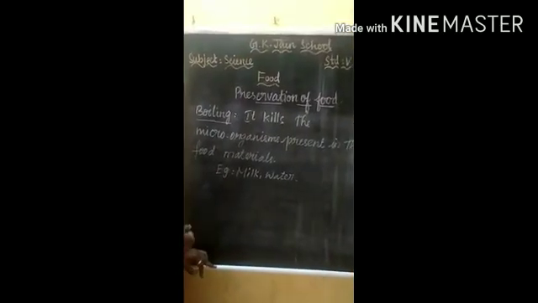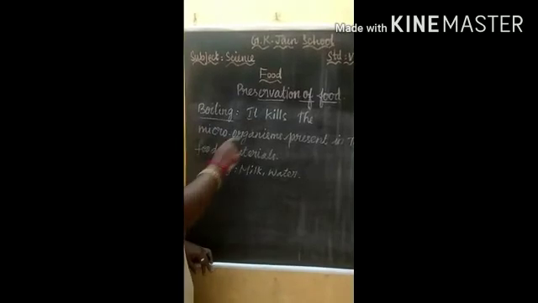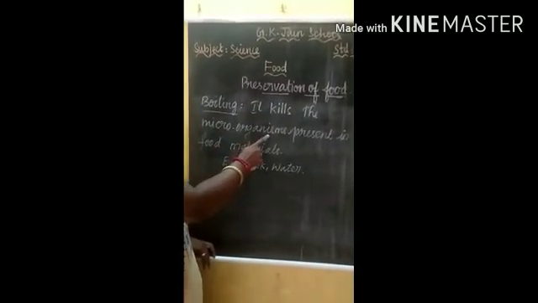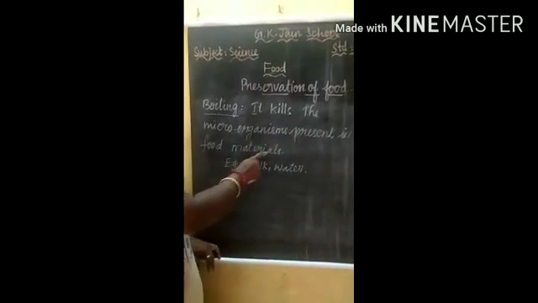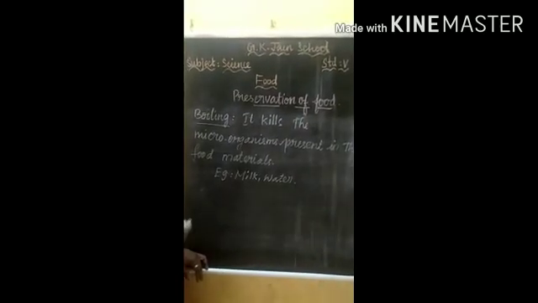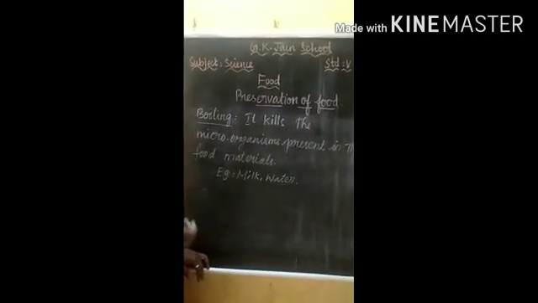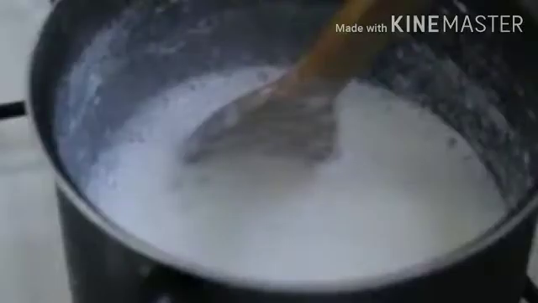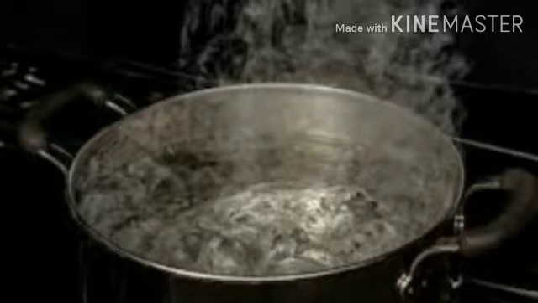This is boiling. In our day-to-day life, we use this method. The boiling method kills the microorganisms present in the food materials. When we allow the food to boil, it will kill all the microorganisms present inside the food materials. Examples for the boiling method are milk and water. That is why we are supposed to drink boiled water. It will keep us safe.